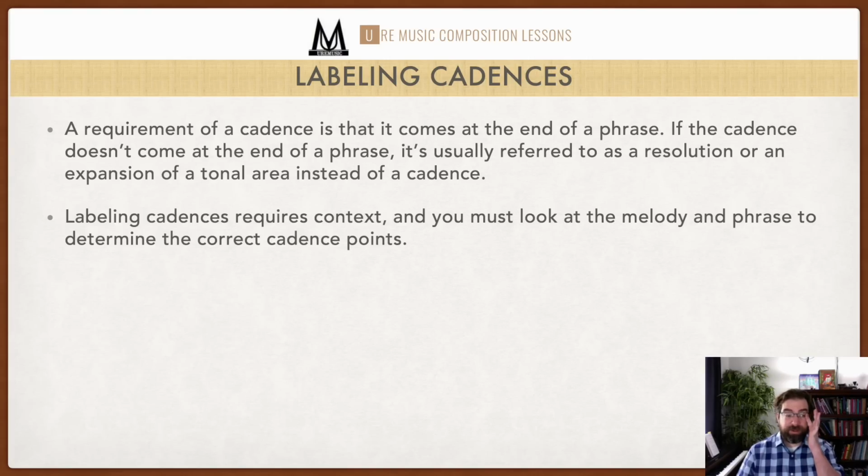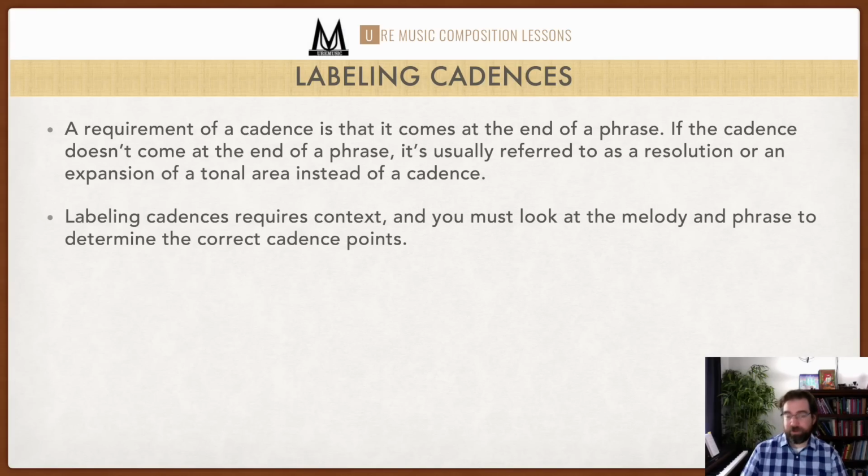So when you label a cadence, it's important that it comes at the end of a phrase. It's not a cadence if it doesn't come at the end of the phrase. So when it's not at the end of a phrase, we typically call it a resolution or an expansion of a tonal area instead of a cadence. So a 5/1 chord that just occurs as part of the tonic area is just sort of a dominant tonic resolution. So that term's going to come up again, and it'll actually make more sense as I show it to you in context. So the important thing here is that to label a cadence, it requires context.